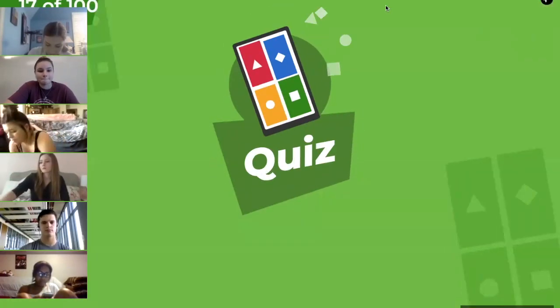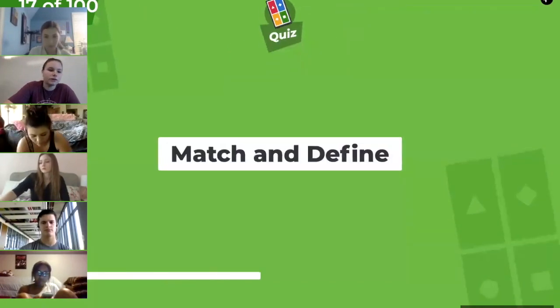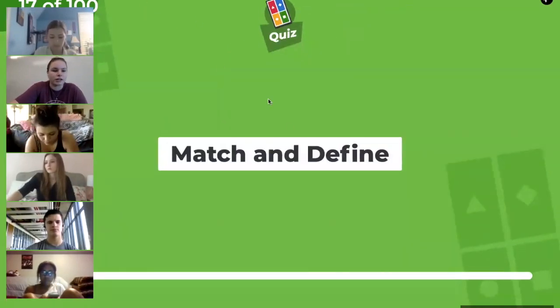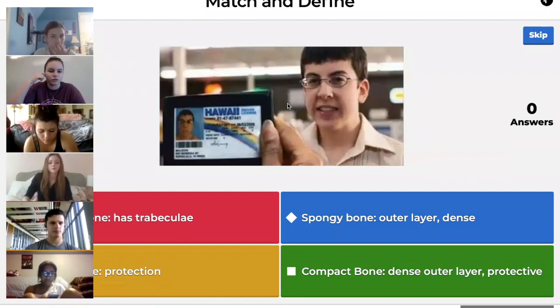Are there going to be questions like that on the exam? Not with a picture, no. But I'm just trying to test your knowledge of what kind of bones we're talking about. I don't think they've ever done a picture.